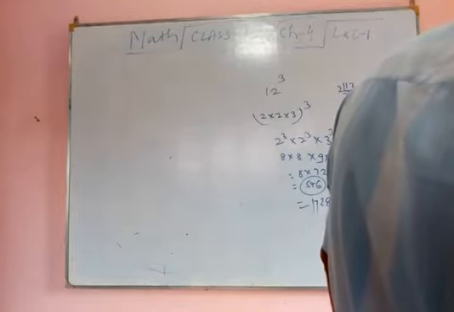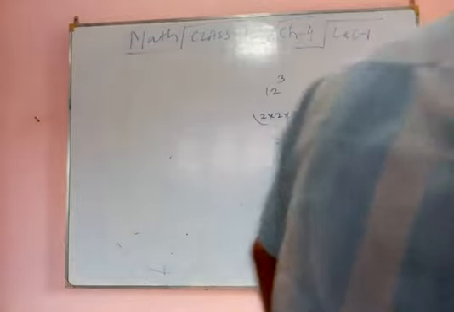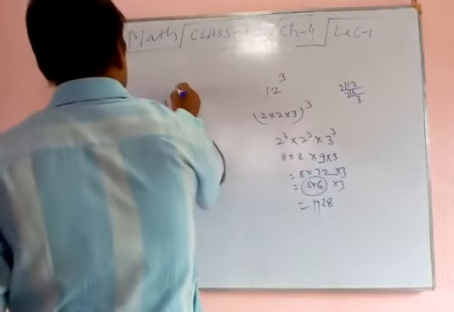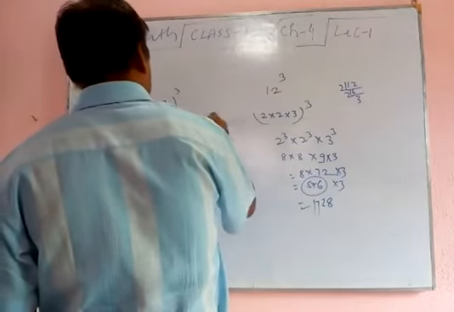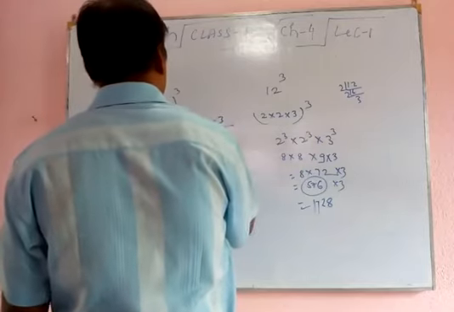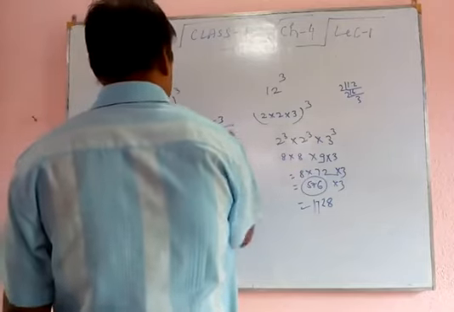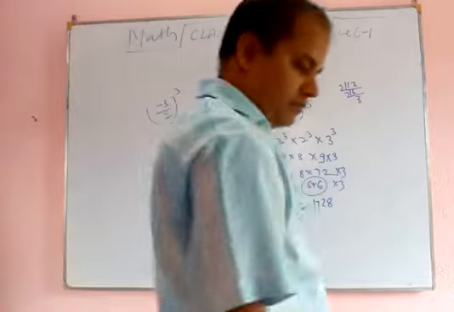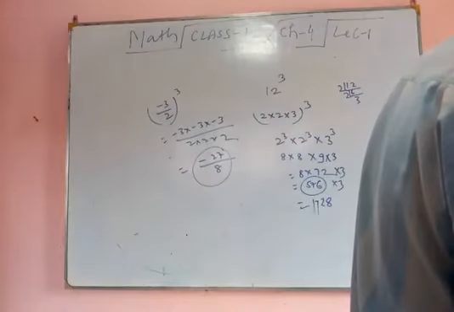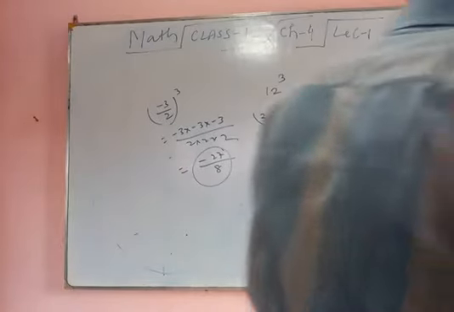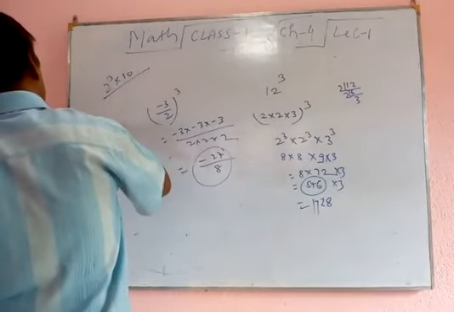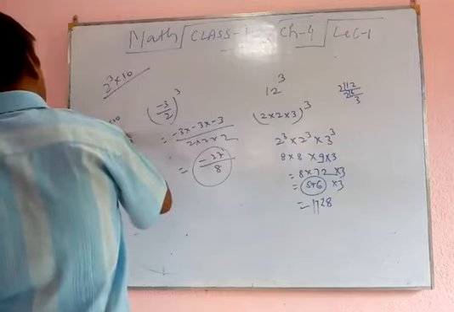Next is (minus 3 by 2) to the power 3. That means minus 3 into minus 3 into minus 3 by 2 into 2 into 2. That is minus 27 by 8. Third one, 2 to the power 3 into 10. That is 2 into 2 into 2 into 10. That is 80.